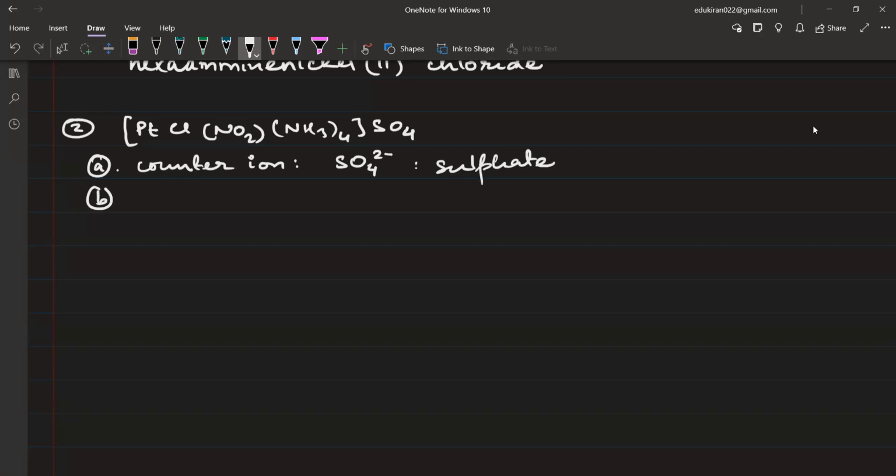Now, what is the next thing that I should look? Tell me, guys. What is the next thing that I should look after counter ion? Ligands. Now, tell me, what are the ligands? जल्दी बोलिए ना, पहले बोल लीजिए, लिख लीजिए। Cl. So, what is the name of Cl? Chlorido. And then?